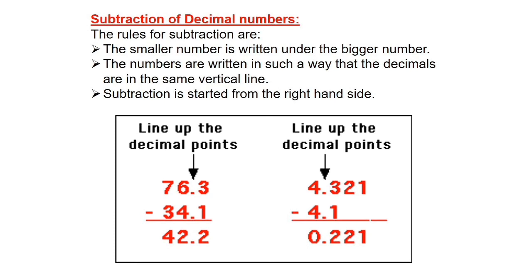In the given examples, 76.3 minus 34.1, as in addition, first we line up the decimal points and then subtract to get the answer. Here we get the answer as 42.2. In the second example, 4.321 minus 4.1, first we line up the decimal points and get the answer as 0.221.